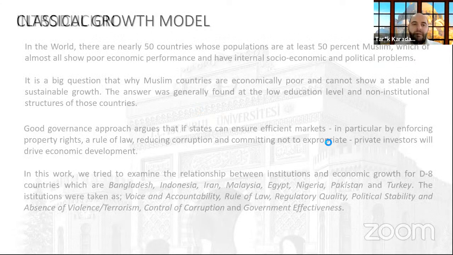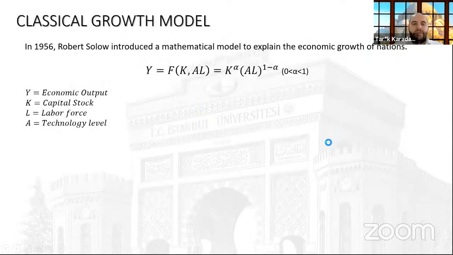The classical growth model was proposed by Robert Solow in 1956. It says that the economic output of a country is a production function of its capital stock, its technology level, and its labor force. Here the technology comes from exogenous sources, which says that it is imported from outside of the country.